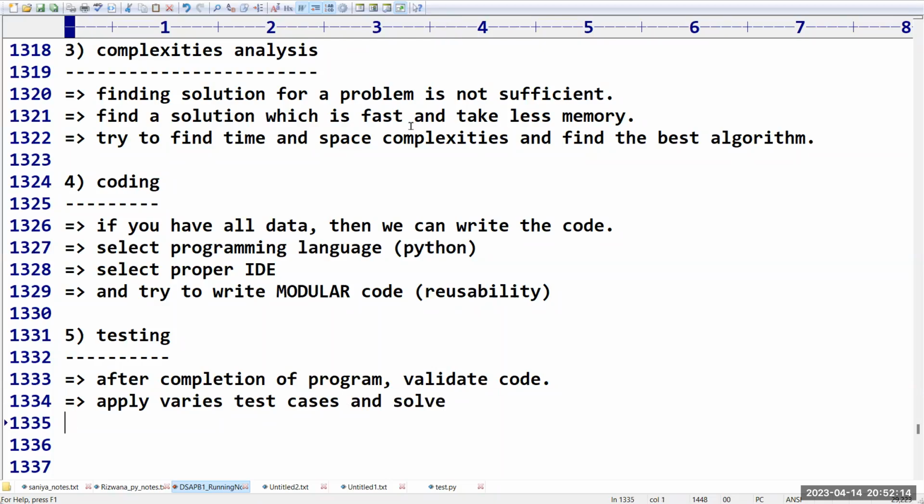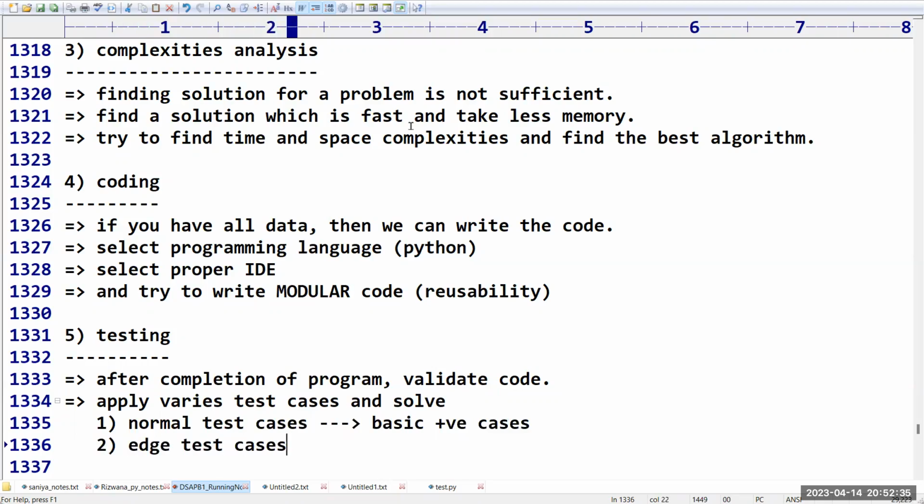Sir, what are the various test cases? I think we have two types of test cases. The first one is normal test cases, which is basically positive cases. Then the second one, you have to take edge cases. So edge test cases means what? I can say corner test cases. So corner test cases means what?